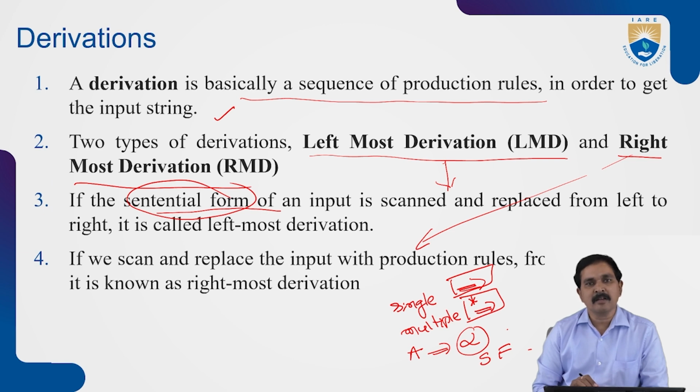From this you get the basic idea of derivation: you want to obtain a string. For obtaining the string, you can apply various productions over multiple steps. Entirely, it is called a derivation. Hence, the definition is: a derivation is basically a sequence of production rules applied in order to get the input string. The types we generally recommend are leftmost derivation and rightmost derivation.